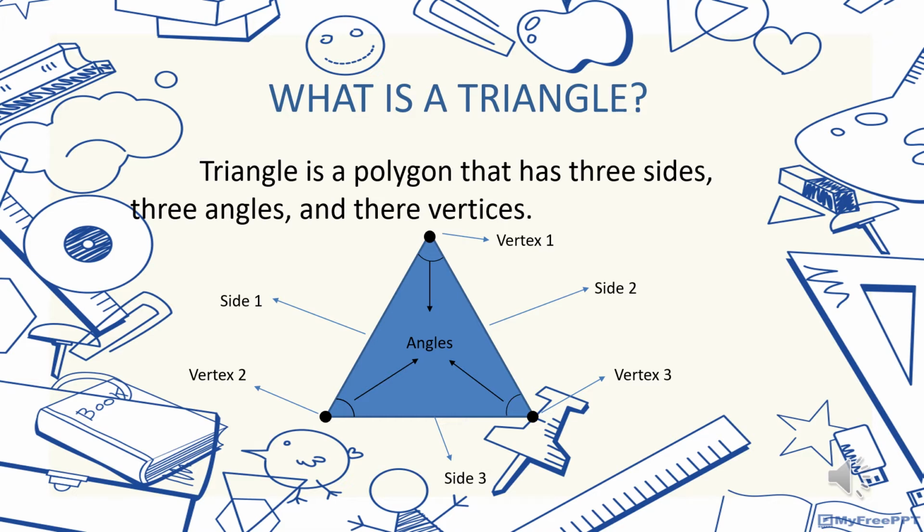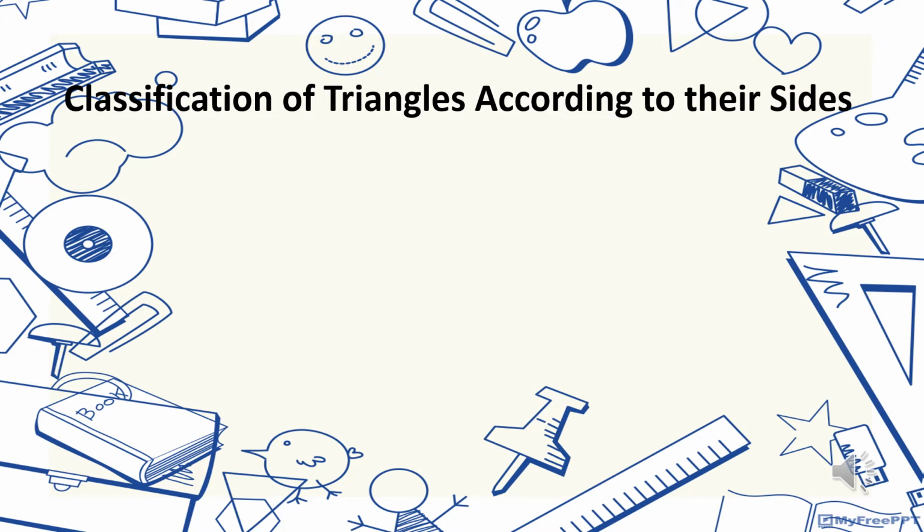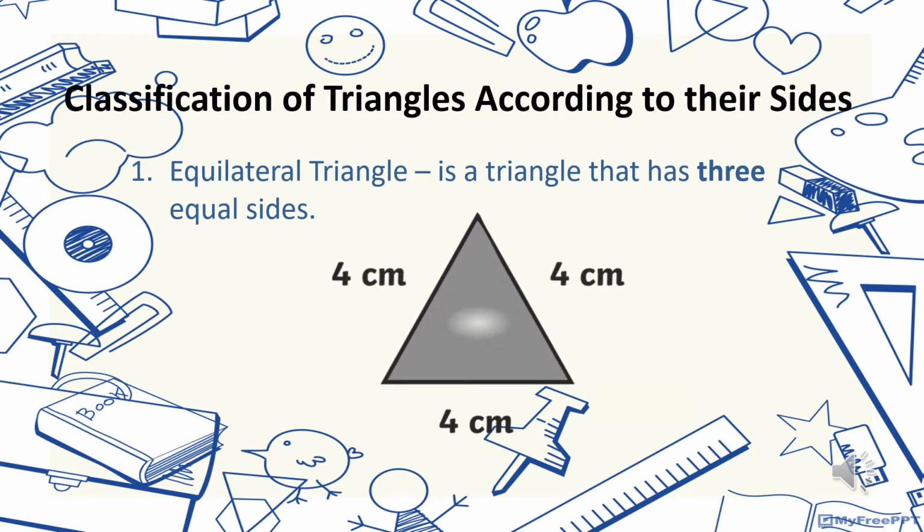Triangles can be classified in two ways. The first is the classification of triangles according to their sides, and the second is the classification of triangles according to their angles. The first one in the classification according to sides is an equilateral triangle. An equilateral triangle has three equal sides. As you can see in the illustration below, each side measures 4 centimeters, showing that it has three equal sides. Therefore, it is an equilateral triangle.